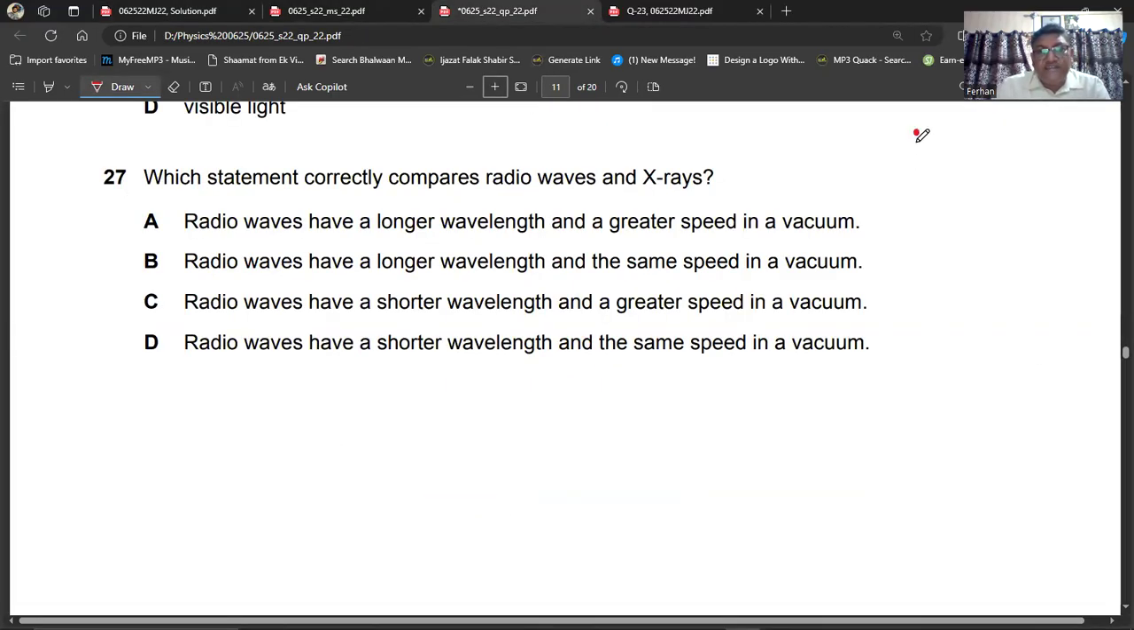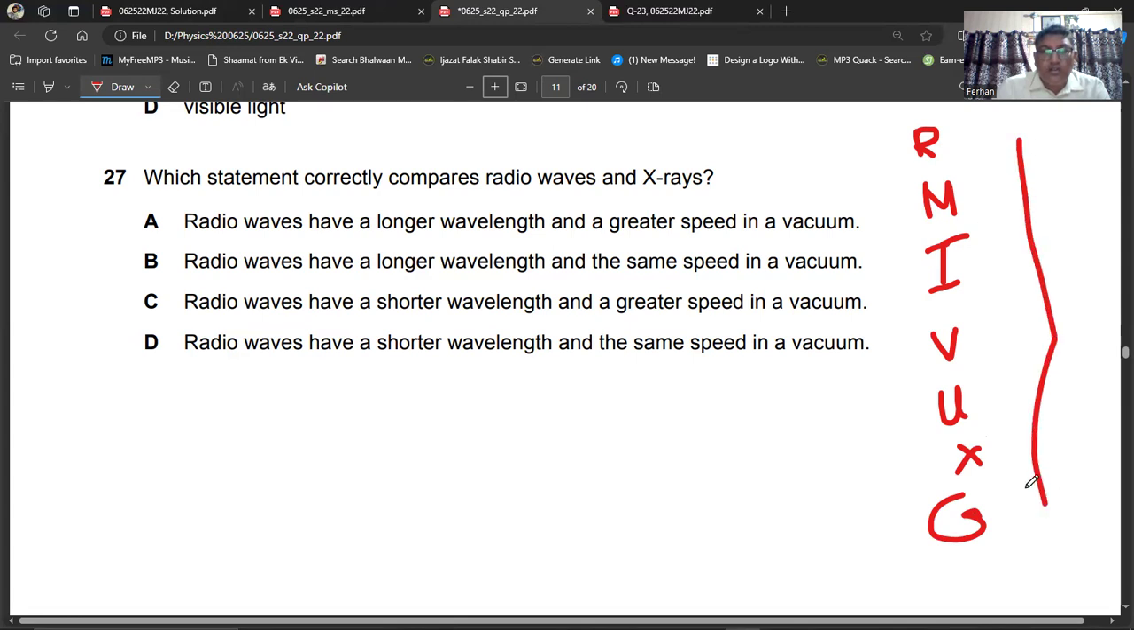So you remember this mnemonic. As you go down, what will happen with the wavelength? Wavelength decreases. Okay, the wavelength will be decreasing.